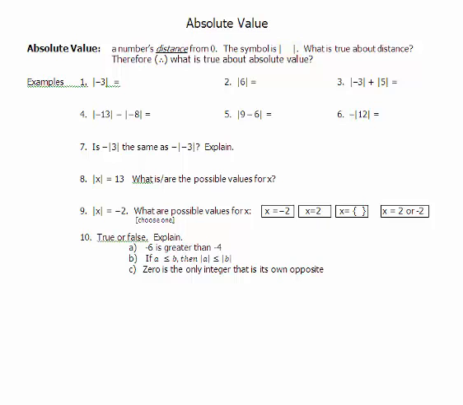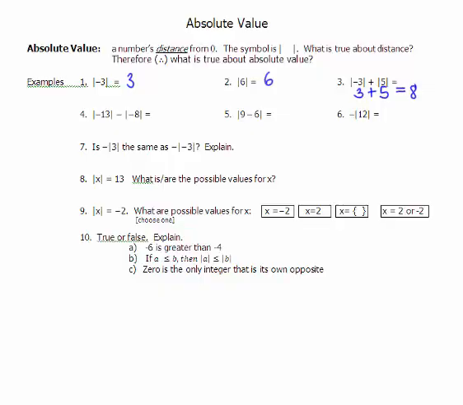The first one, the absolute value of negative 3 is, plain and simple, 3. The absolute value of 6, also plain and simple, 6. Now I can do operations including absolute value. So the absolute value of negative 3 we said is 3, plus the absolute value of 5 is just 5, and I get 8. Why don't you pause quickly and try 4, 5, and 6.